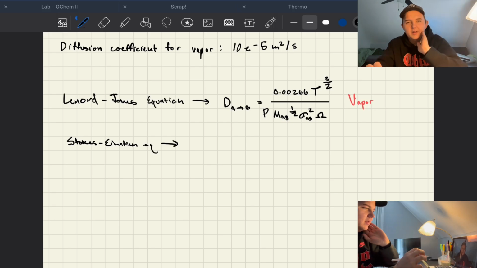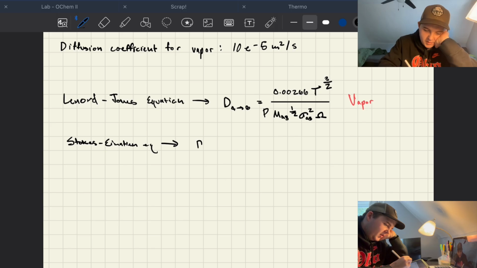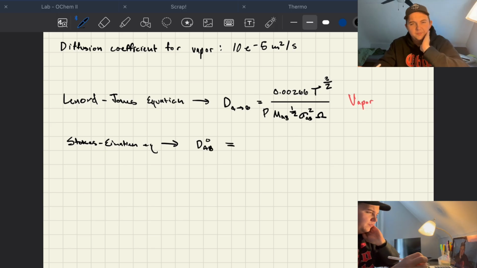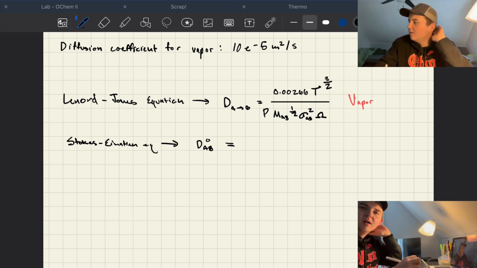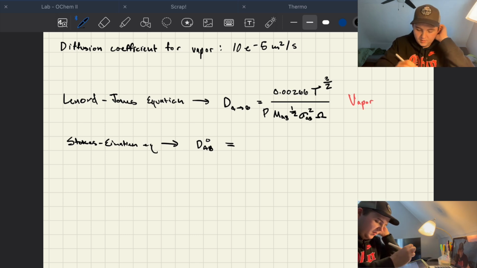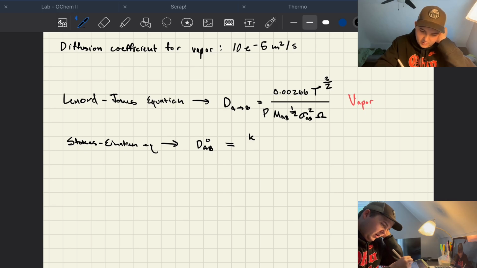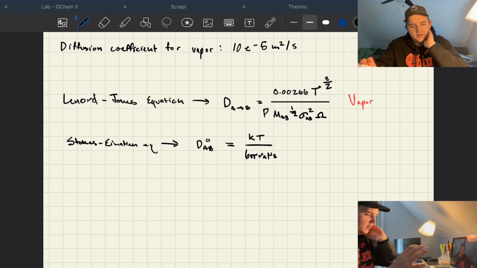And the Stokes-Einstein equation is a little bit simpler. It's our D_AB, same kind of thing. And then that's going to be our Boltzmann constant times our temperature in the numerator, and then we're going to divide by 6 pi R_A and then our solvent viscosity. And then our R_A is just the radius.